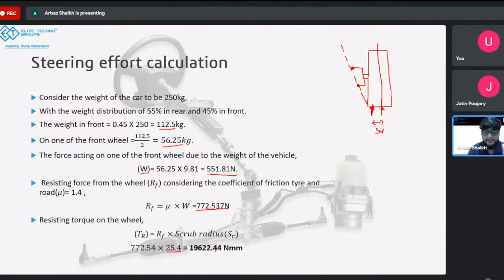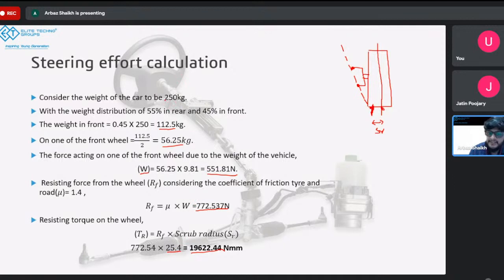The scrub radius is mostly assumed and then iterated for suspension calculations, but for this calculation I've assumed it to be 25.4, and the resisting torque comes out to be 19,622 Newton mm. Make note of this unit. I'm using Newton mm, not Newton meter. Now, once again, I'll give a quick overview of this.